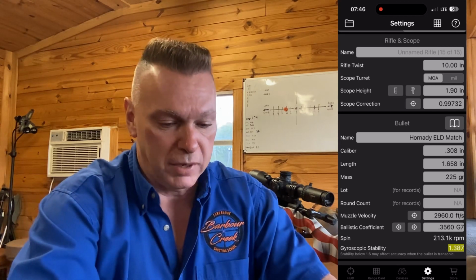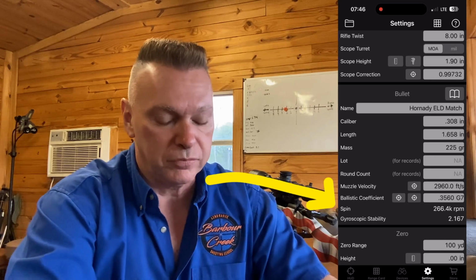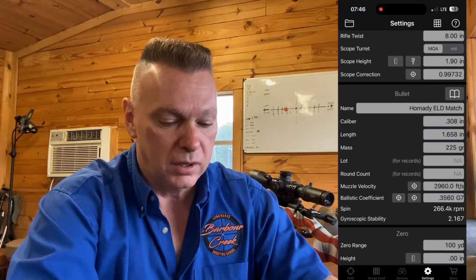All right, now let's move on to this. Since this is a 10 twist, it's given us a low gyroscopic stability. Let's make it a 9 twist. You'll notice it automatically brings us up to a 1.7, which is perfectly fine. Now, a lot of my 300 PRCs, I run them at an 8 or 8.5 twist, and you can look at my stability factor now, 2.1, by the way, at sea level, because we're right here in lower Alabama.